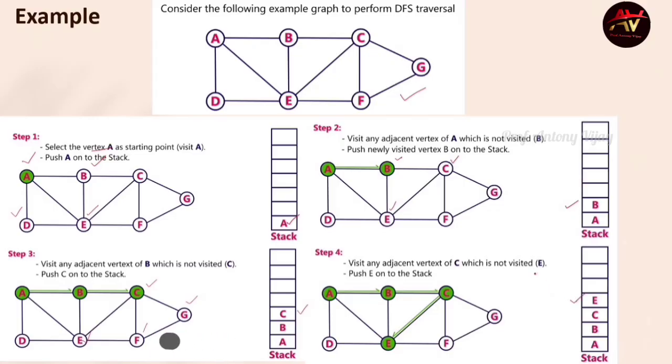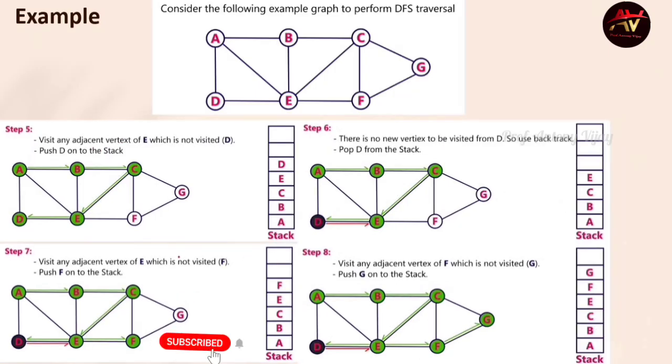Every time we visit a vertex and then push it into the stack. This process is repeated. Once we reach E, we find the adjacent vertices for E. For E there are 2 different vertices, D as well as F, but I am choosing D. After visiting D, I push D into the stack. Now after D there is no non-visited node, because for D, A is there, and A is already visited.